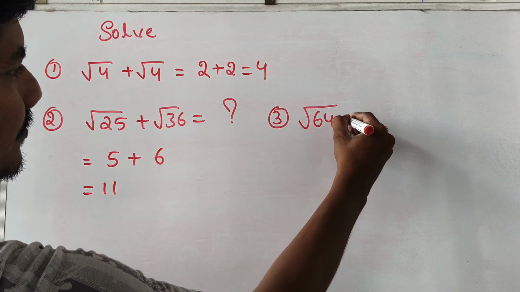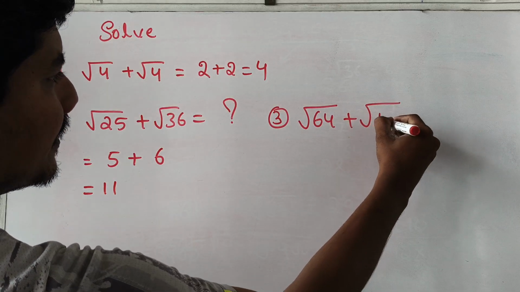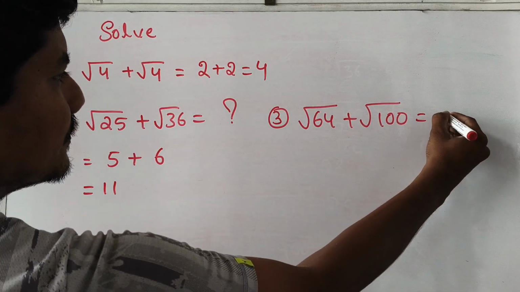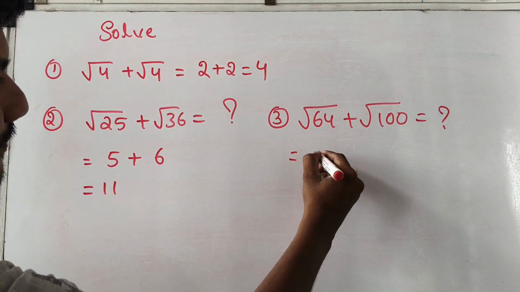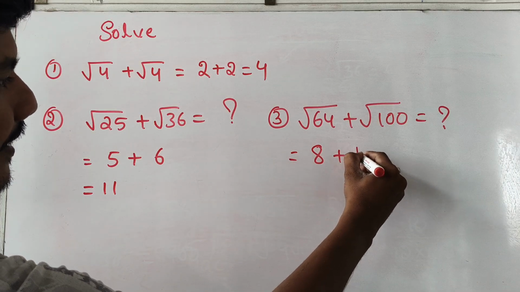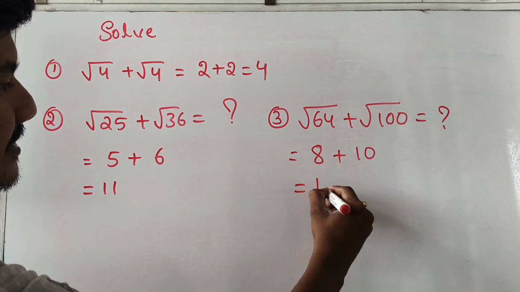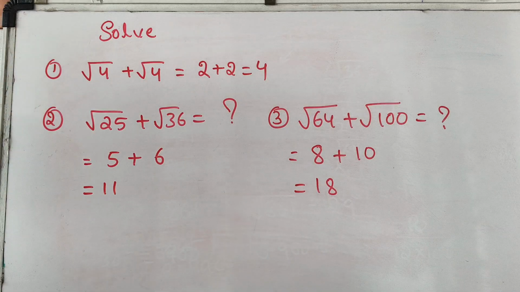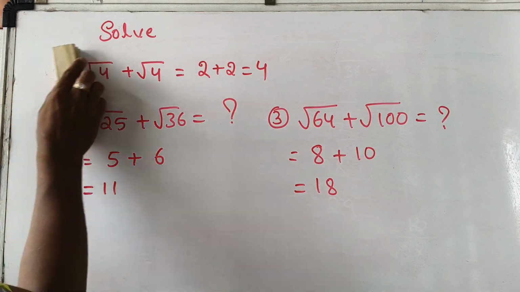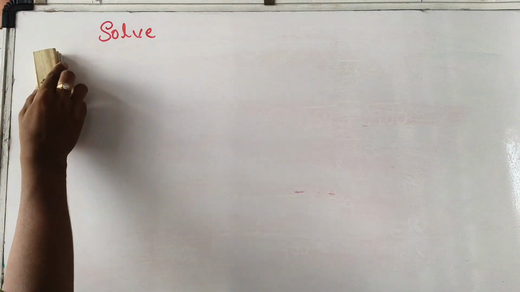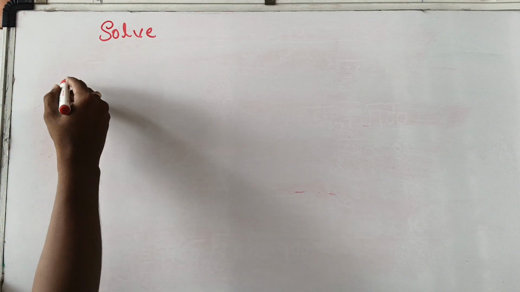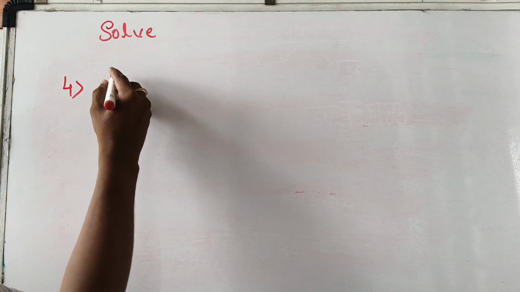Similarly, root 64 plus root 100. Root 64, take the time and write. Root 64 is 8, root 100 is 10. 8 plus 10 is 18. This is how we have to add the square roots. Okay, that's why I asked you to learn all those square roots and square numbers from 1 to 30.